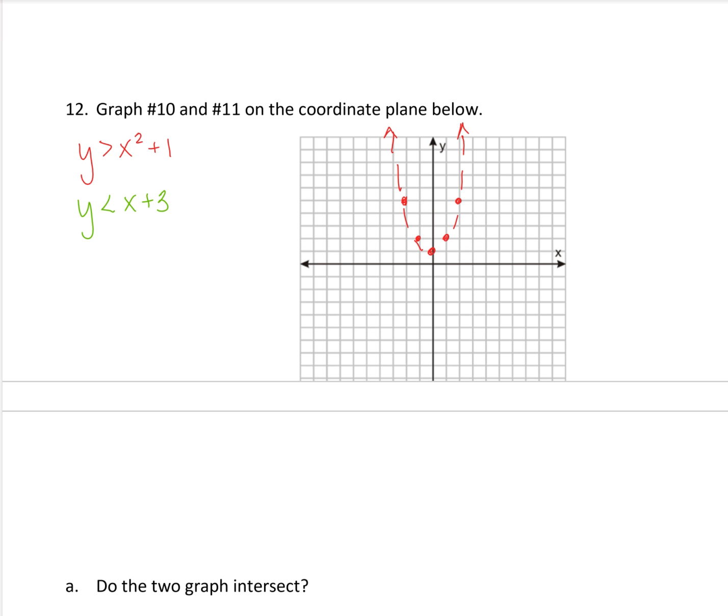Okay, next one starts at 3, 1, 2, 3. And of course, I went up 1 over 1. They intersect in 2 spots right there. Of course, draw my dashed line.